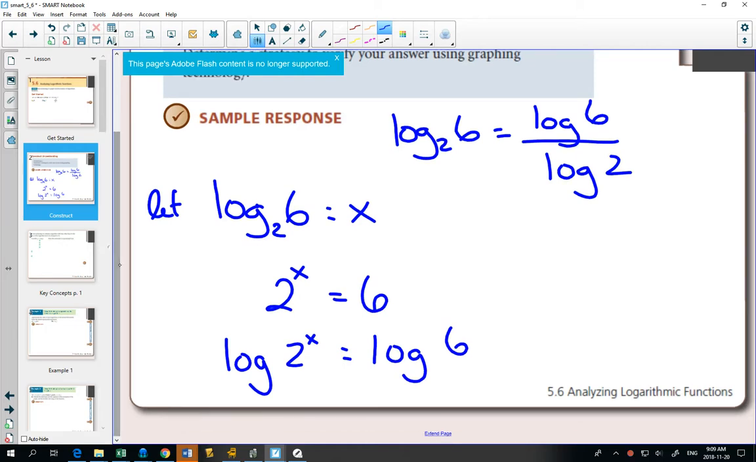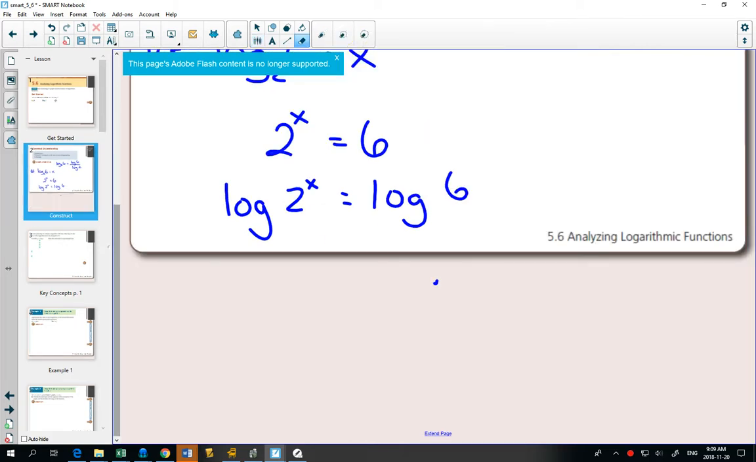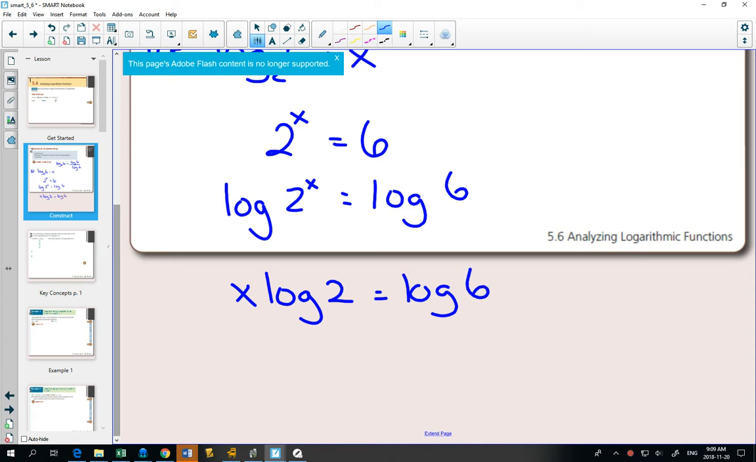Now, at this point, you have a log law. If you have a power inside of a log, what can you do with it? You can bring it outside. So I could write this side as x log 2, and it would still equal log 6. How could I get x by itself? Log of 2 is a number. You could divide both sides by log of 2.